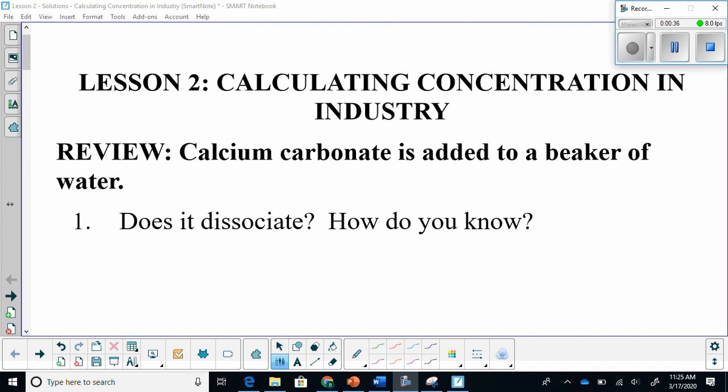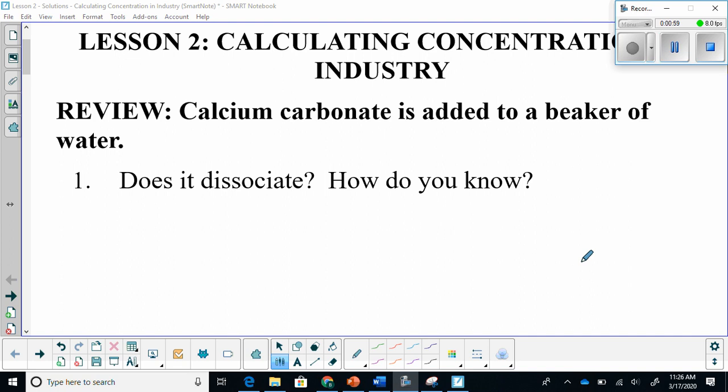So going forward, let's first of all do a review of yesterday's lesson. Yesterday we talked about dissolving, dissociation, and ionization. Today, let's compare what we know. I'm going to give you a couple minutes to work on this, pause the video, and then when you are ready, you can compare your answers.